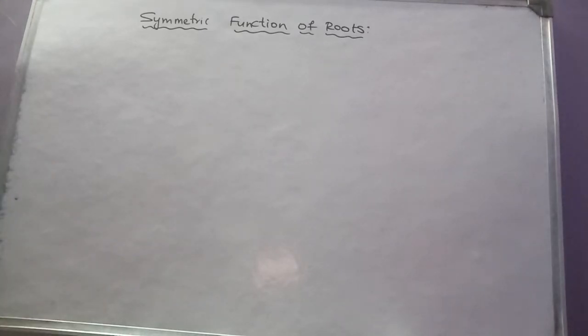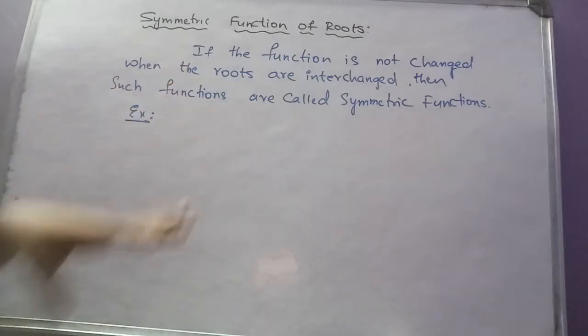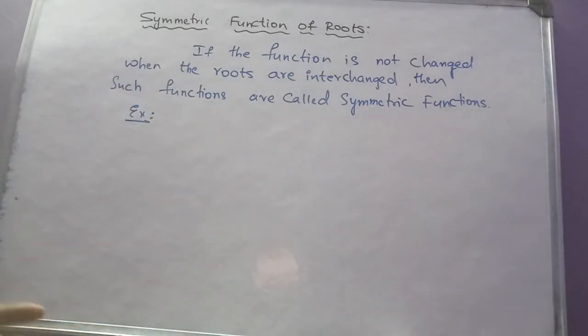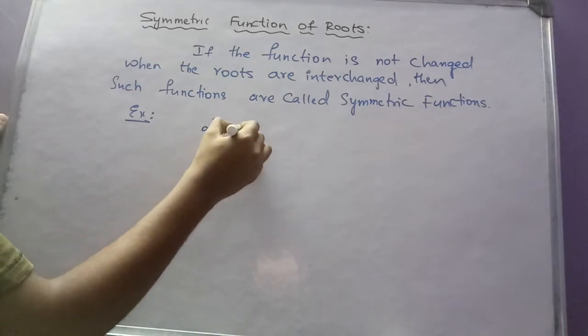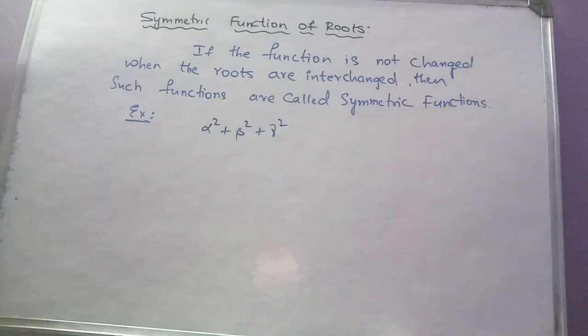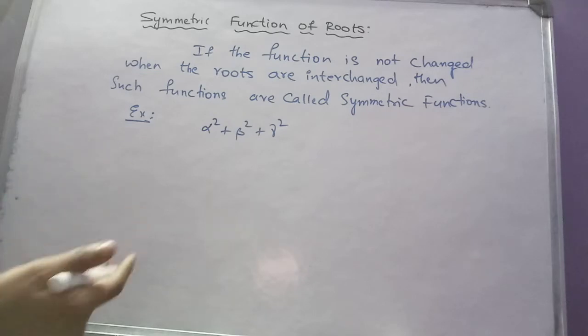Okay, so first, symmetric function of roots. What are symmetric functions of roots? Here is the definition. If the function is not changed when the roots are interchanged, then such functions are called symmetric functions. Example, observe here: alpha square plus beta square plus gamma square. Let alpha, beta, gamma be the roots of the cubic equation. Then alpha square plus beta square plus gamma square is one example for a symmetric function.